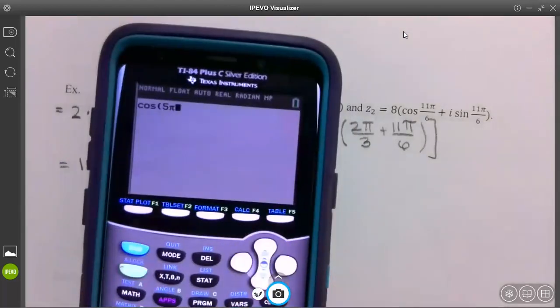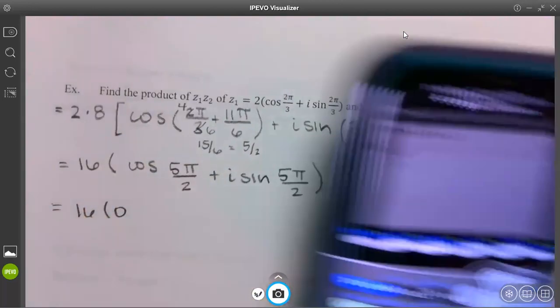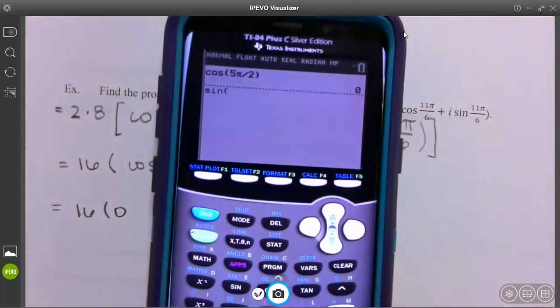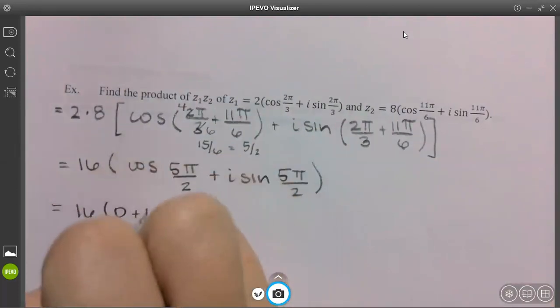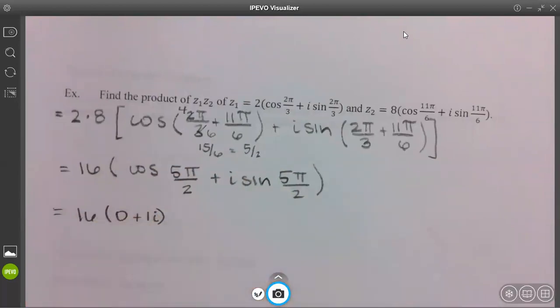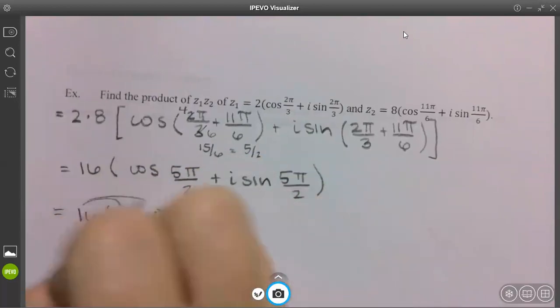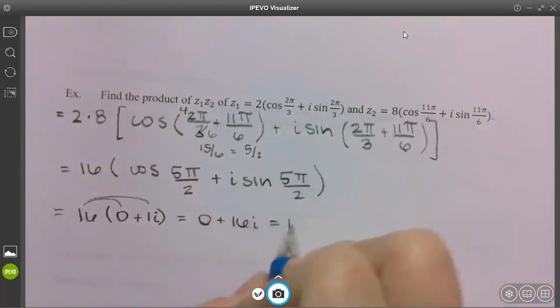Cosine 5 pi over 2 gives me 0. And then sine 5 pi over 2 gives me 1. Don't forget your I with your sine. So when I multiply this together, that will just give me 0 plus 16i, which gives me 16i.